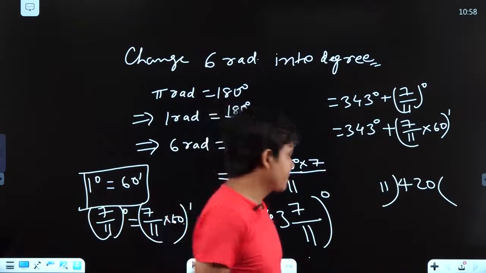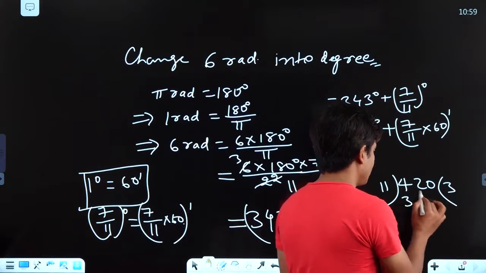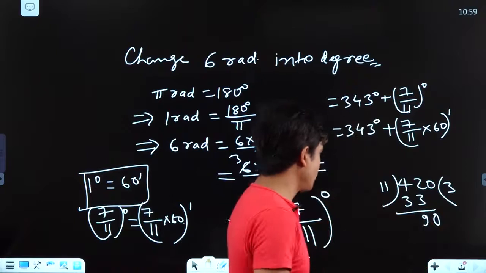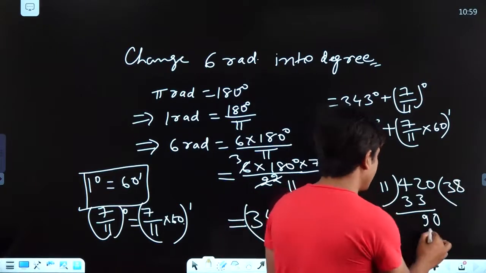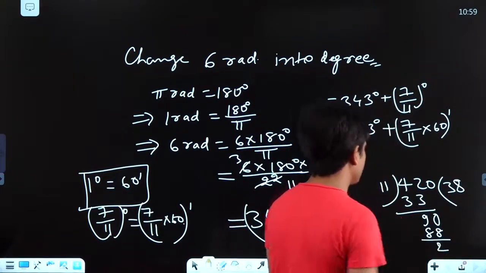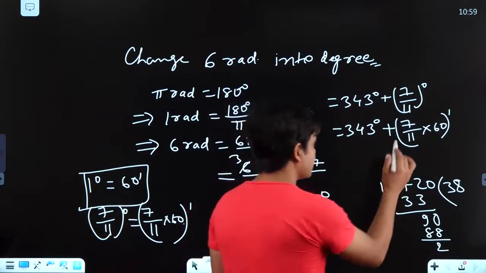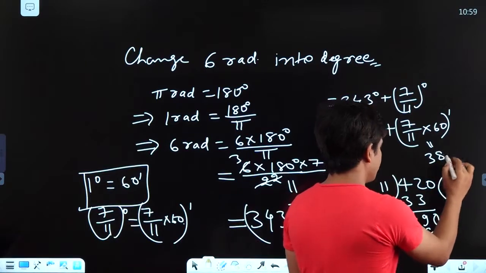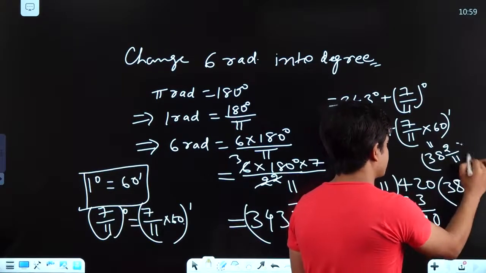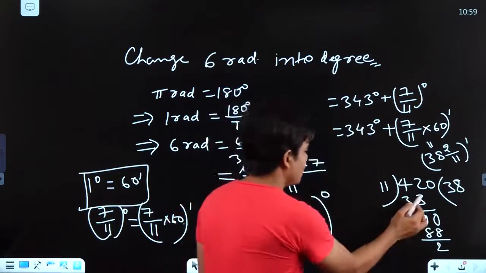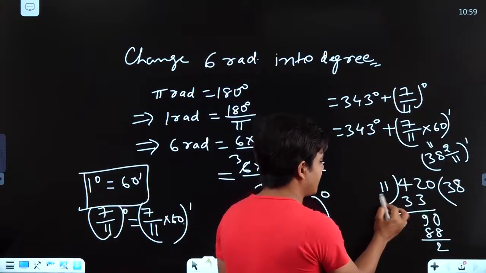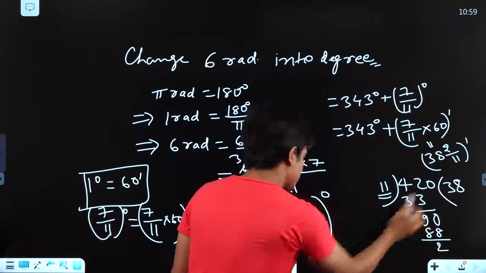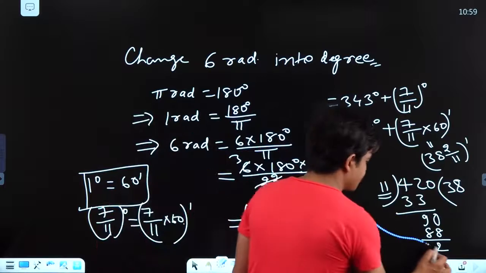So what will happen? 3, then 9 over here and 0, and 8 over here, 88, and this is your 2. So what shall you write? Certainly, this can be written as 38 and 2 by 11 minutes. Is this clear? This 420 by 11 can be written as 38 and 2 by 11. Okay, so its work has been completed.